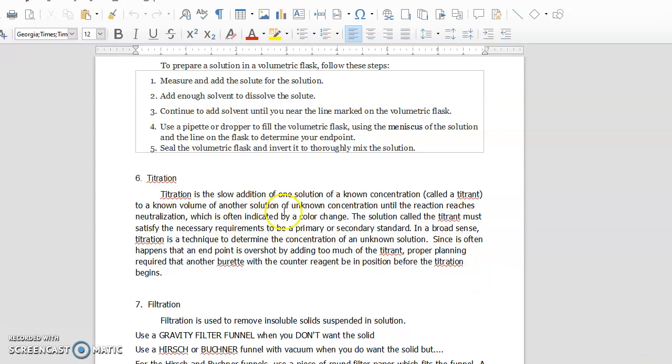Titration is a slow addition of one solution of a known concentration, the titrant, to a known volume. And this portion of it was covered in the lecture earlier today. Since it often happens that it may be overshot, proper planning requires another burette with a counter reagent in position, so that you can then add that back if you do overshoot it. But if you just rely upon a color change, go in very, very slowly as you get closer and closer to that equivalence point. Okay, the next part is filtration.